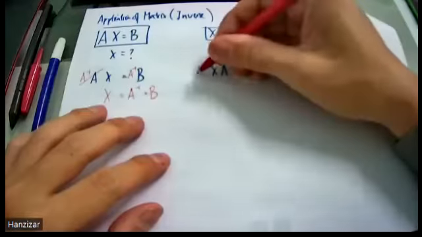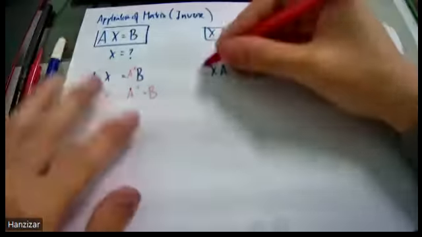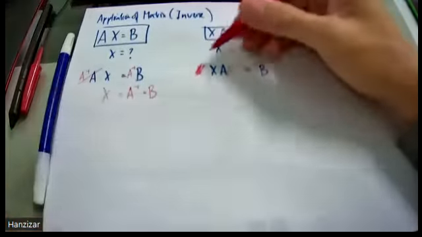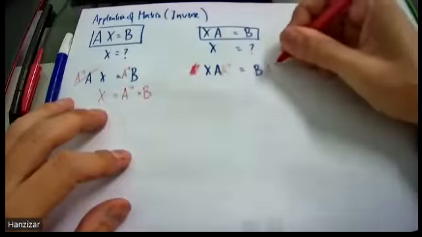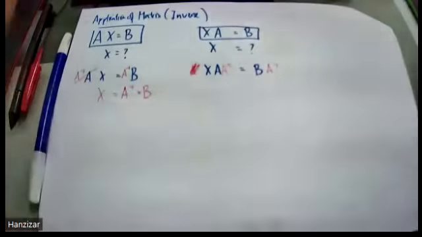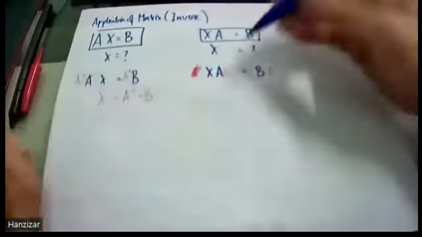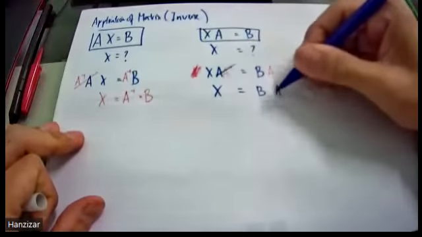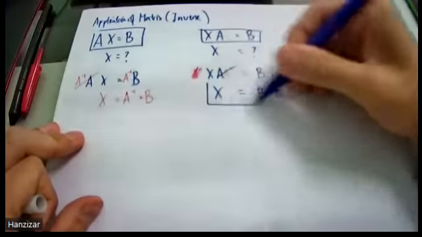You cannot do it here. Wrong. Totally wrong. You have to do it next to the A, on the right side. It cannot be in the middle of the X and A, right? So you multiply also with A inverse. So what next? You can cross this out. You will get X equals B times A inverse. Very good.